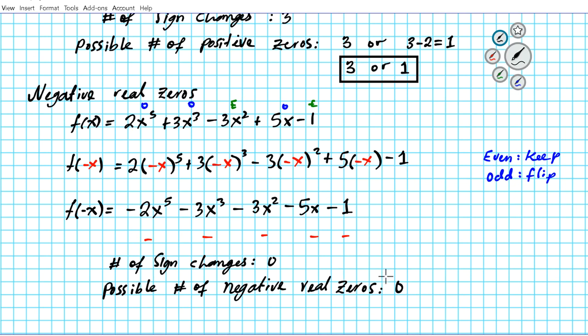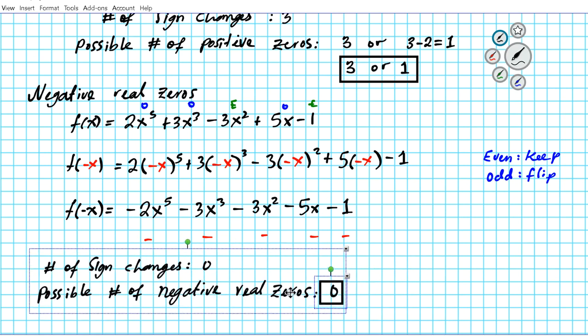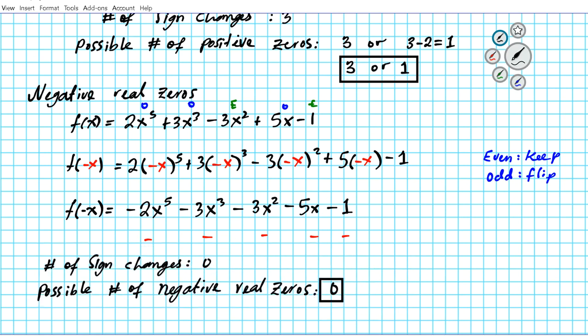So now what we're going to do is organize our possible number of zeros. Let's organize a chart to help you see what could possibly happen when we solve this problem. All right, so let's make a chart here. We're going to go more into this in the next lesson on the fundamental theorem of algebra. So this is just getting you ready for that.